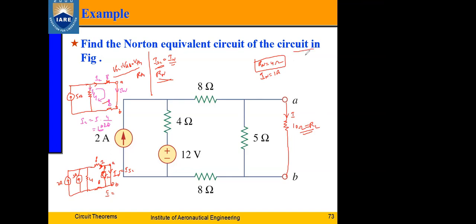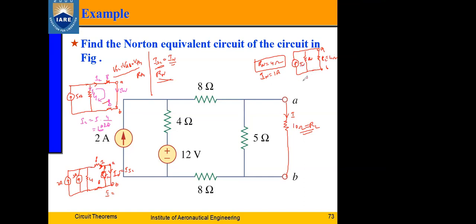With the equivalent circuit, the elements you have here are first an IN current source in parallel with RN, and this is terminal A, this is terminal B. So I can write RL here. RL is equal to 10 ohms, right? So what is the value here now? What is the value here? RN is equal to 4 ohms, this is IN, right?